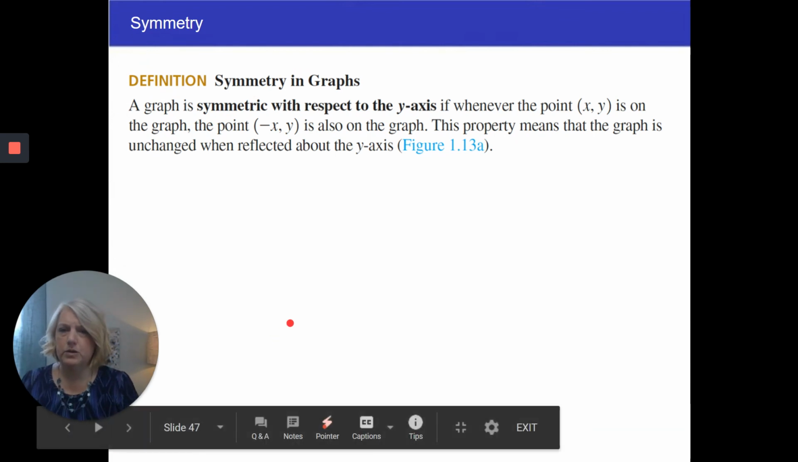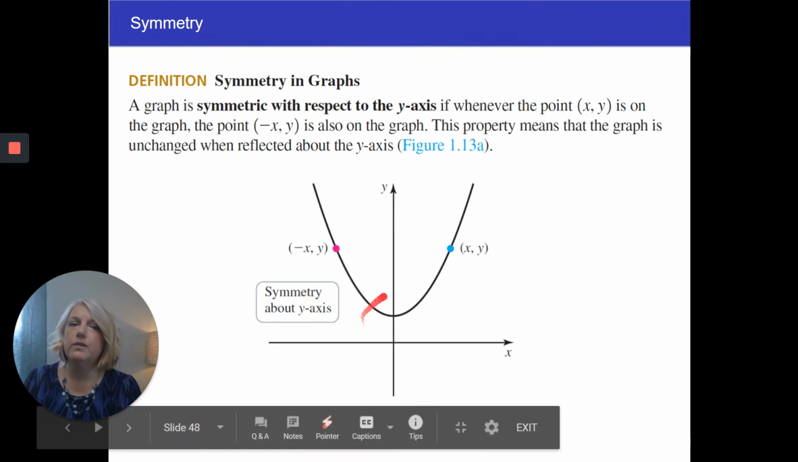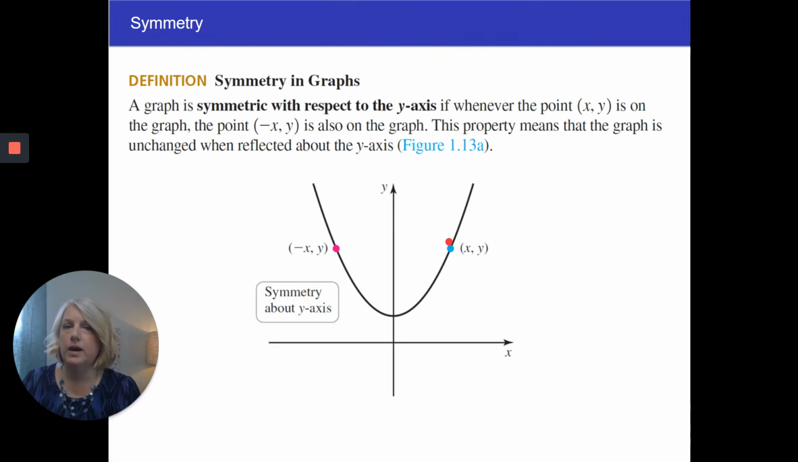All right, now our last thing that we're going to do in this video is just recap symmetry, making sure to remind you about symmetry of graphs. So there are three special symmetries that we look at in graphs in general. A graph is symmetric with respect to the y-axis whenever you're looking at it and you have the point (x, y) and the point (negative x, y) on the graph.